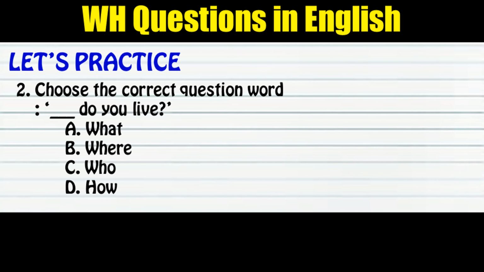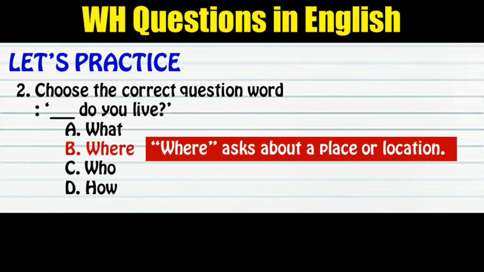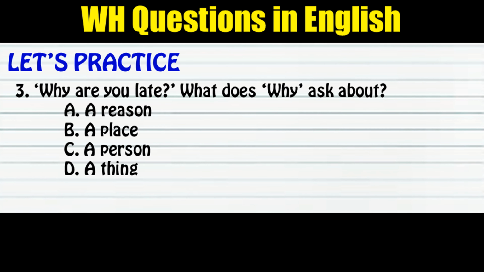Question 2. Choose the correct question word. Blank do you live? A. What? B. Where? C. Who? D. How? Well done. The correct answer is B. Where. Where asks about a place or location. Example. Where do you live? I live in Jakarta.